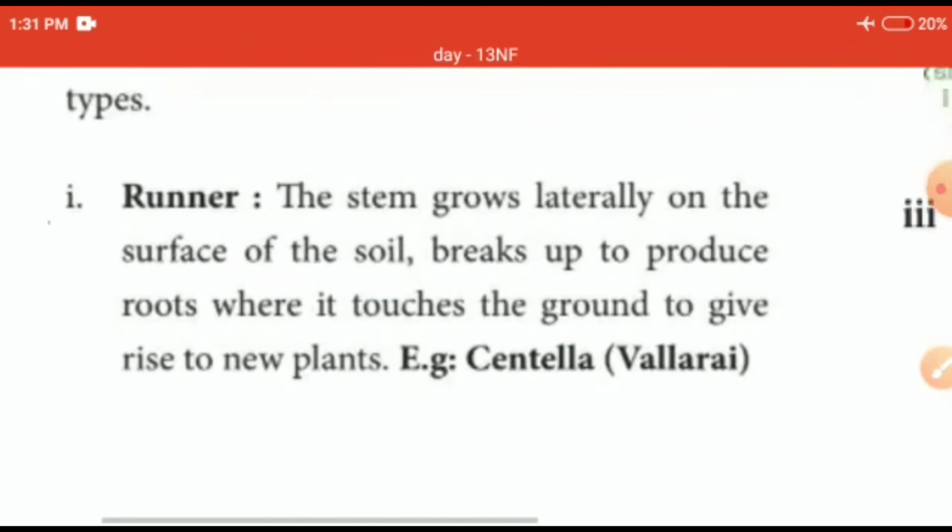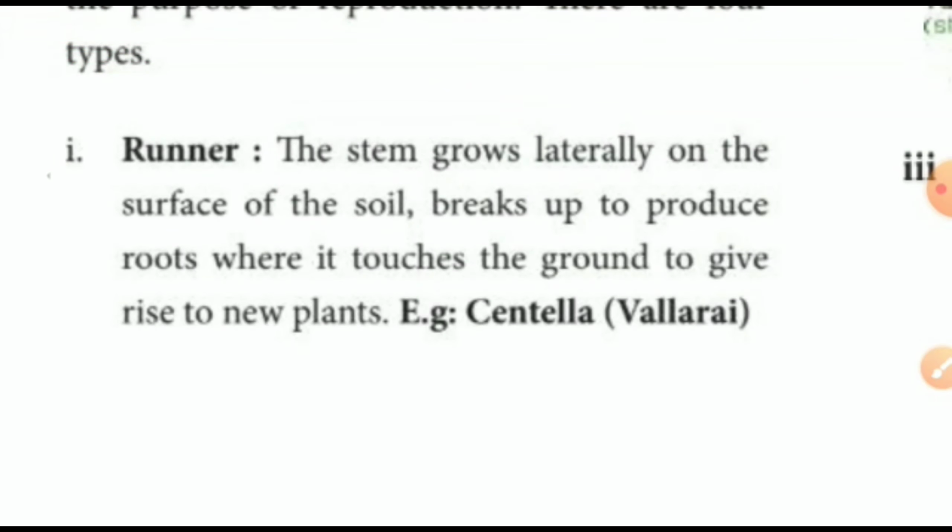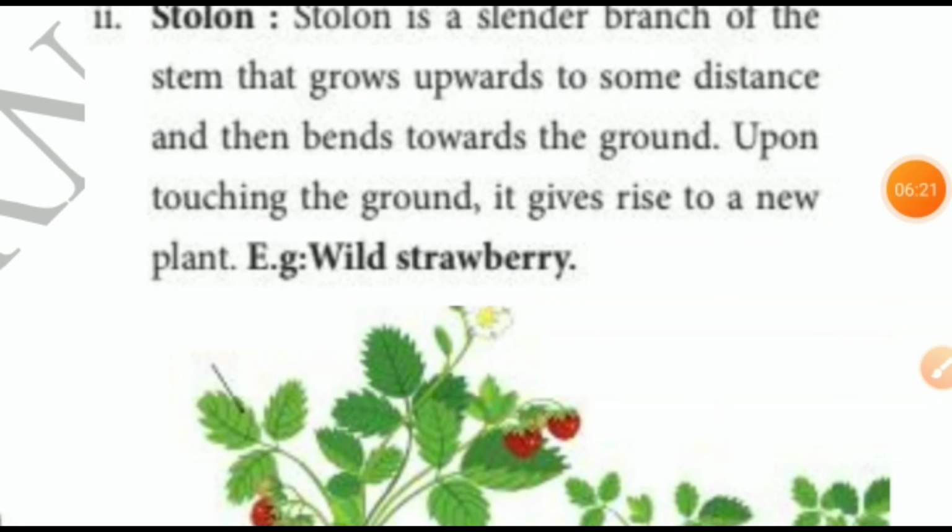Give an example for runner. Centella, that means vallarai. Next, wild strawberry is an example for stolon. Where does it grow? It grows somewhat upwards, after that it bends down towards the ground. The part that touches the ground grows into new plants.